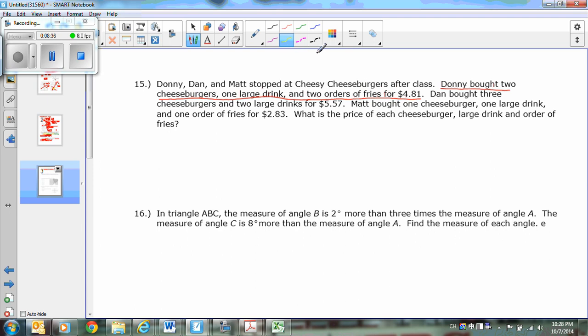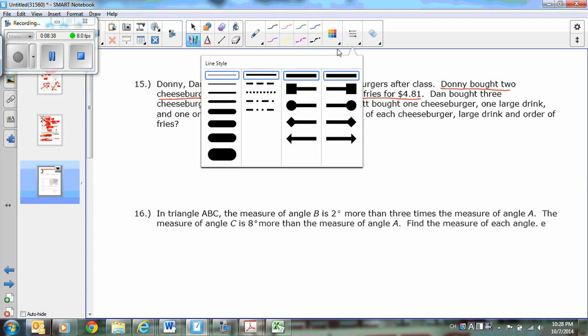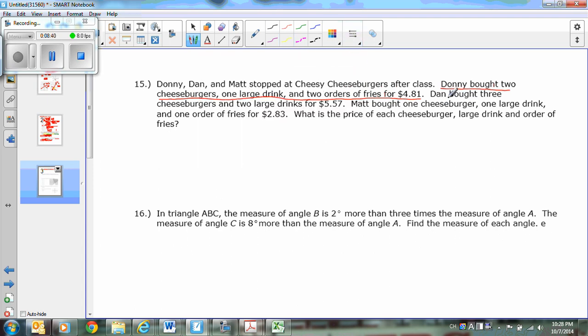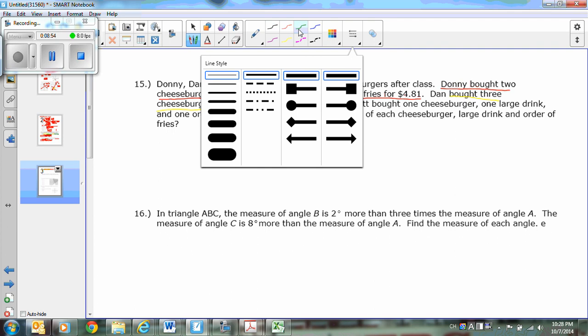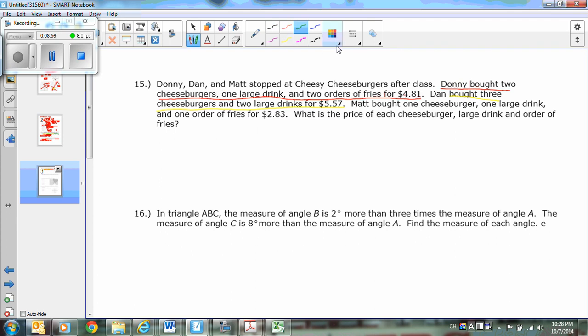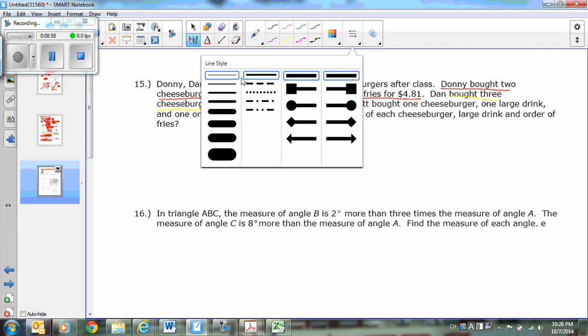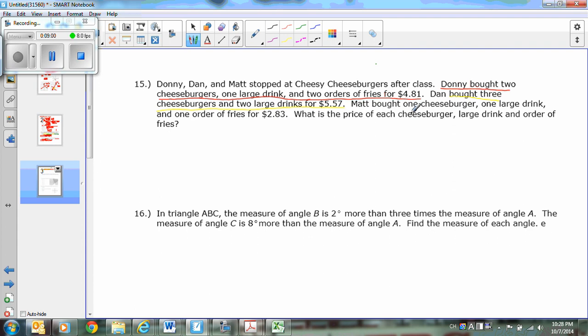Dan, let's talk about Dan. Okay, Dan bought 3 cheeseburgers and 2 large drinks for $5.57. Notice, no, he didn't buy any fries. And then Matt, let me change color again here and underline this next part in a different color. All right, Matt bought 1 cheeseburger, 1 large drink, and 1 order of fries for $2.83.